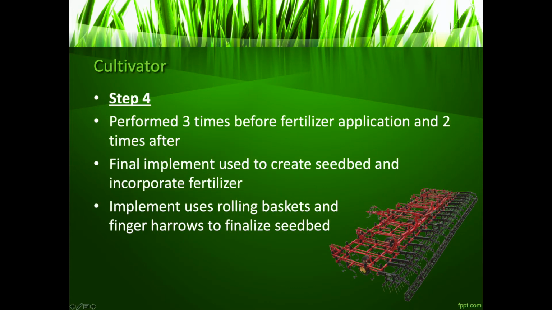The final implement used in the tillage system is the cultivator. It is performed a total of 5 times and is used to incorporate granular fertilizer and to create the final seed bed. The cultivator makes 3 passes before the fertilizer is applied, and then 2 more passes afterwards to incorporate the product. The implement uses both rolling baskets and finger harrows to finalize the seedbed and complete the tillage process.